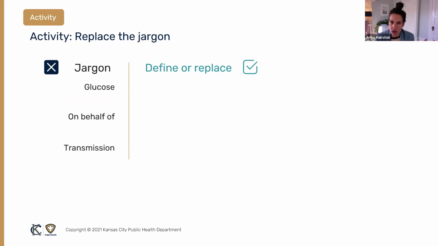A good strategy is just to think, if I'm questioning a word, if I'm questioning if a word is jargon or not, it probably is. It probably needs to be described or defined or replaced. Some words people need to know. Glucose, probably people with diabetes need to know that. You might not want to replace it with blood sugar all the time if it's a term they might hear in the healthcare environment. So, you could define it.